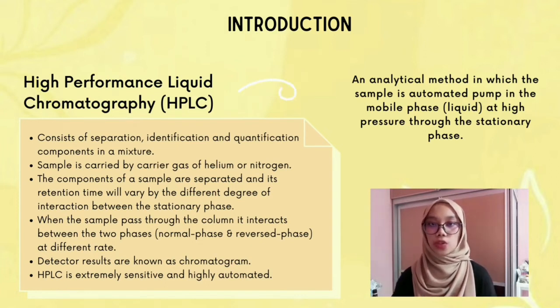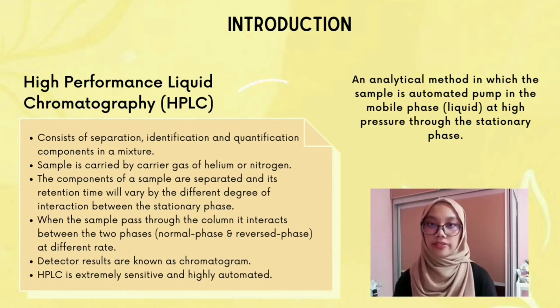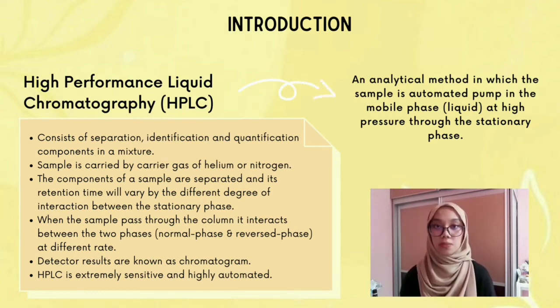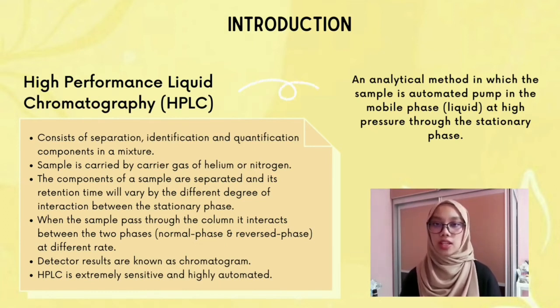The sample is automatically injected and travels through the column by carrier gas with the chromatographic packing material called the stationary phase. The carrier gas is either helium or nitrogen. The components in the sample are separated and their retention time will vary by their different degree of interaction with the stationary phase. Retention time is the time taken for a compound to travel through the column to the detector, and different compounds have different retention times.